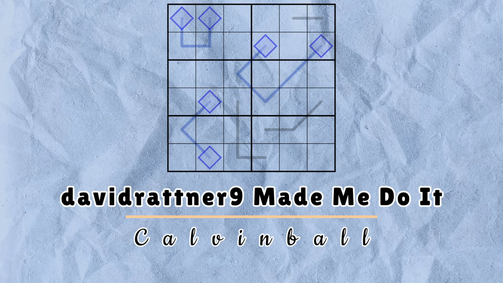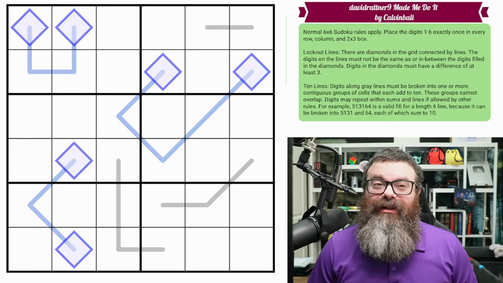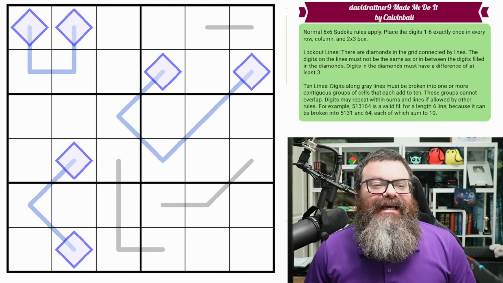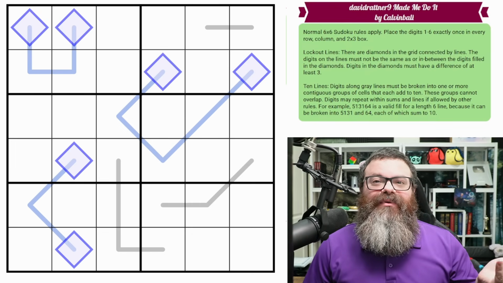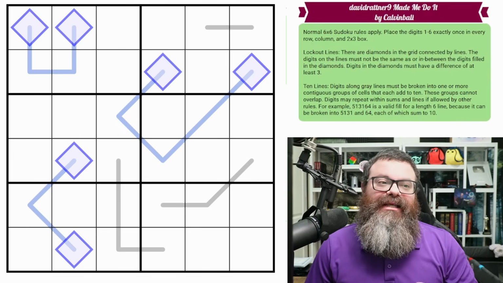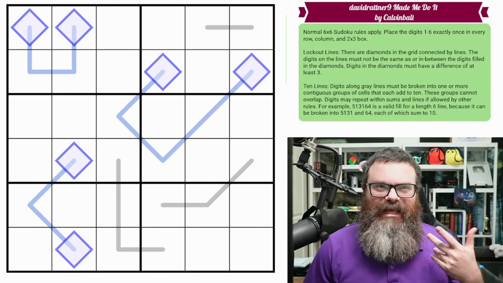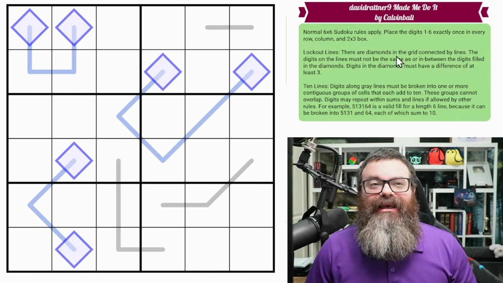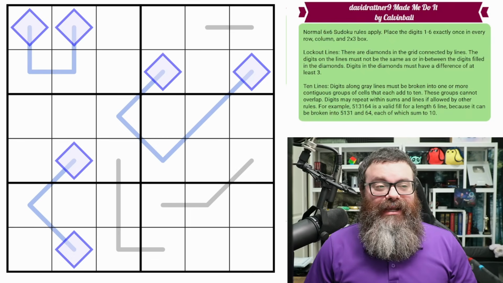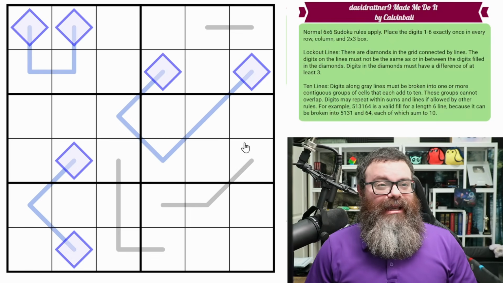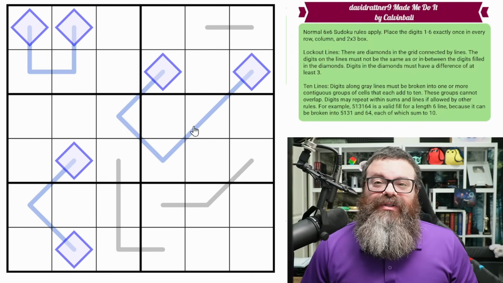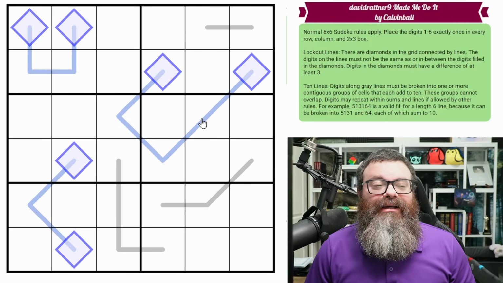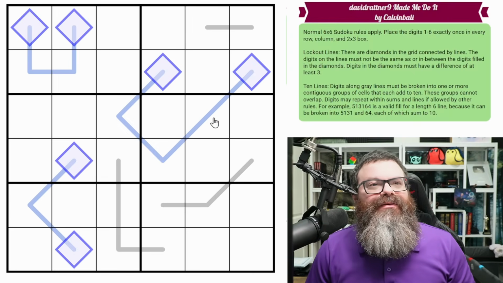Hello, let's continue our Sudoku adventure with davidrattner9 Made Me Do It by Calvinball. Calvinball has specified that the Made Me Do It series is specific people requesting a set of constraints for the puzzle, and then Calvin sets it. So that's why in this one, David Ratner is getting credited, who decided on lockout lines and 10 lines. David Ratner is also a longtime viewer and supporter of the channel, so thank you, David.